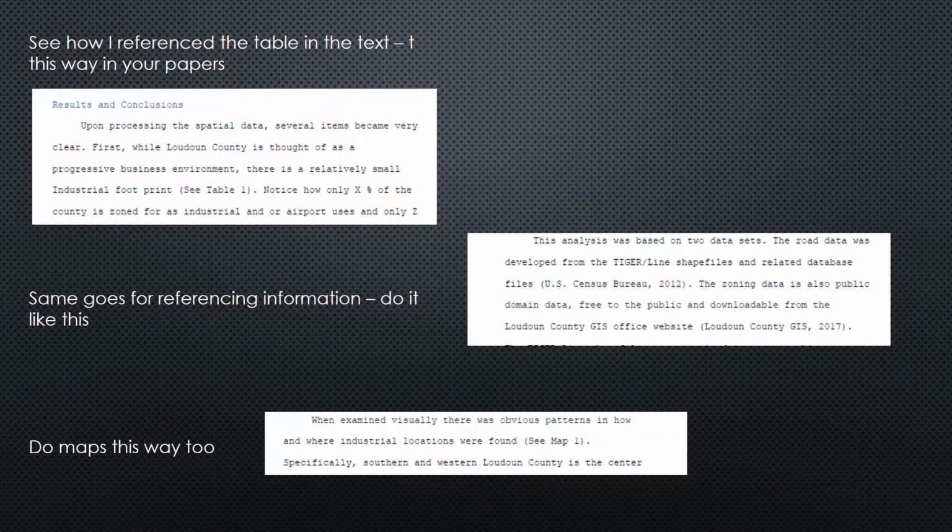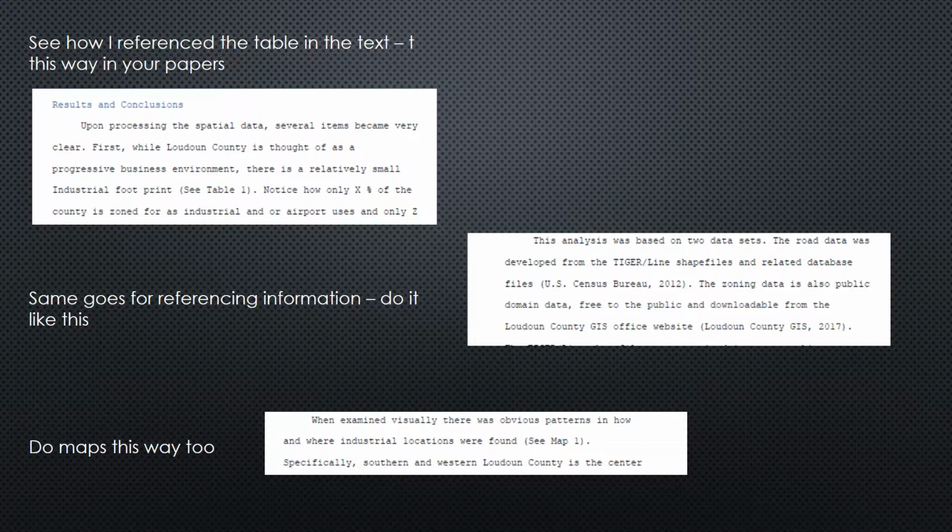Here are some examples of how you should reference tables and charts and data and maps within your paper. This shows exactly how in the text it should refer to things when you're talking about a table. And remember, if a table or a map or a graph or a chart is not referenced like this in the text, as in example 1, where it says first, while Loudoun County is thought of as a progressive business environment, there is a relatively small industrial footprint. See table 1. And then table 1 shows you the amount of land zoned for industrial purposes as opposed to other uses. That's what I'm talking about.